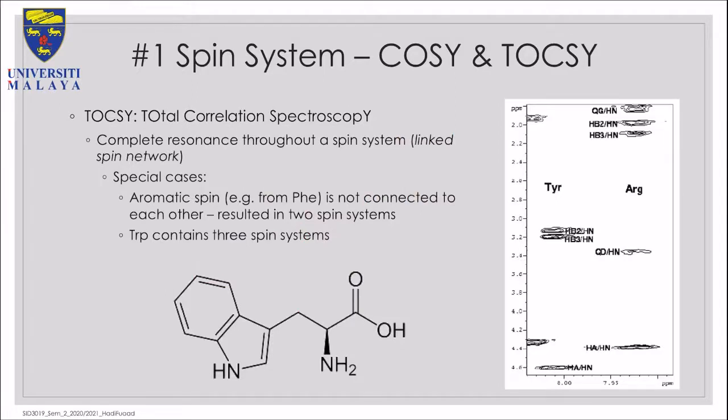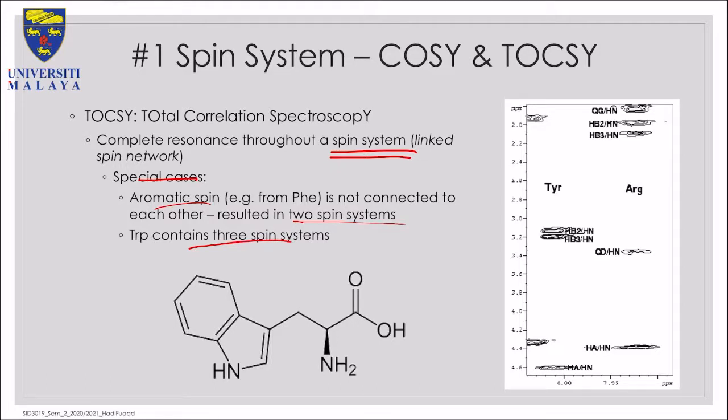TOCSY, on the other hand, is total correlation spectroscopy. It correlates resonances throughout the spin system, only within the spin system, so anything that is linked within the same amino acid. A special case is aromatic spin systems. For example, phenylalanine is not connected to each other, resulting in 2 spin systems. You will see that next. And tryptophan, for example, has 3 spin systems.